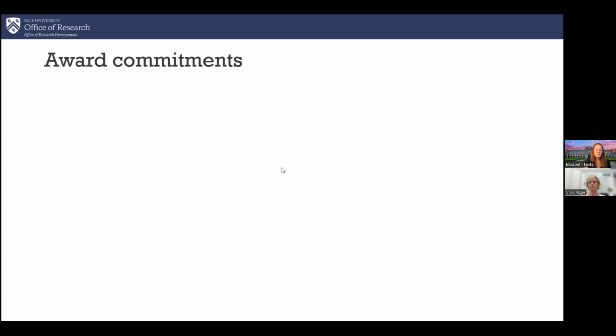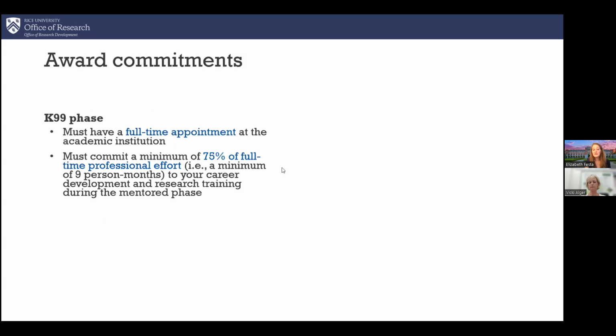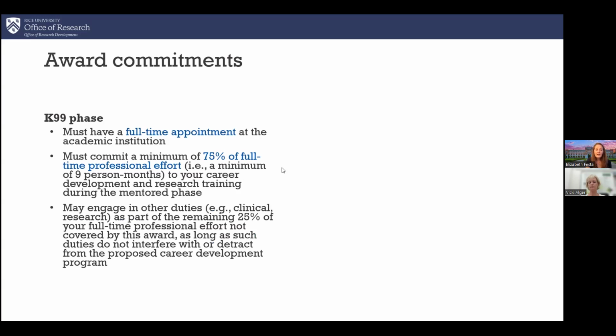There are also some commitments that you will have to make for each of the phases. One is that you must have a full-time appointment at the academic institution and be willing to spend 75% of your effort, which is going to be measured in person months in your current and pending documents, 75% of your time on this research in the mentored phase. And you may have other duties, but they cannot take more than 25% of your time or interfere with your ability to fulfill what you've said you're going to do within the context of your K99.